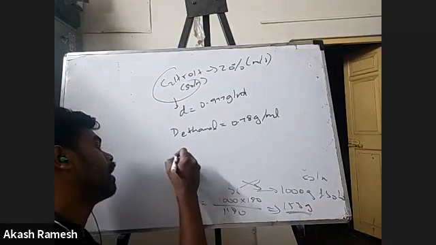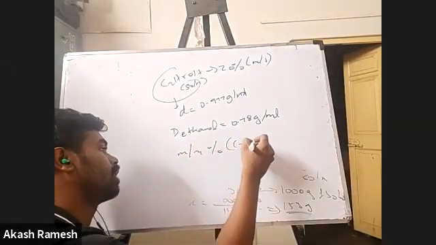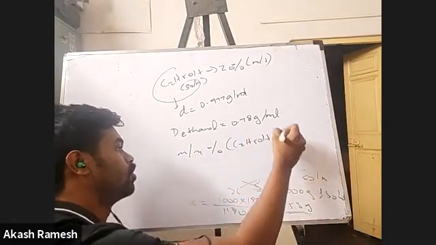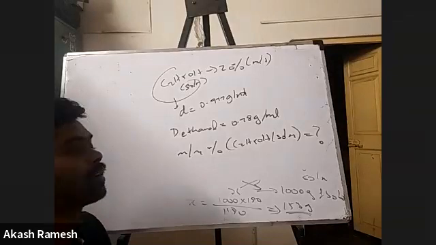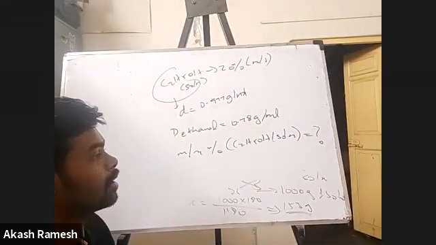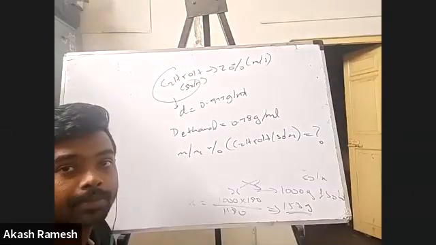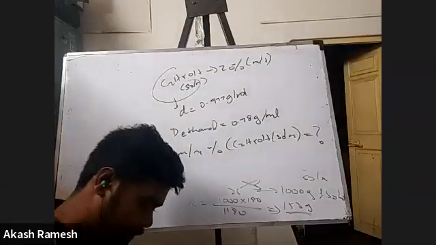Now what I'm asking is, what is the M by M percentage of the C2H5OH solution? Okay, they have given you M by V percentage, right? And they're asking you what is the M by M percentage, and they have given you some density values for this question. Work it out.